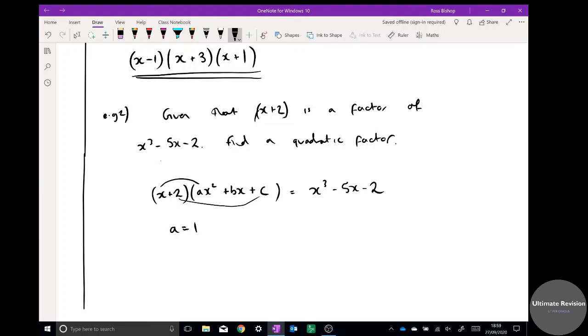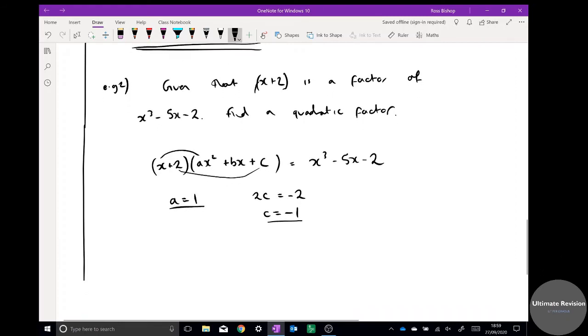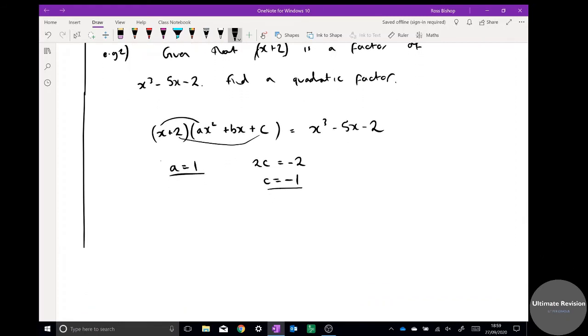And then I also know that 2 times c equals minus 2. C is going to be minus 1. So I've got the 2 easy ones straight away. Right, let's go for the last one now.